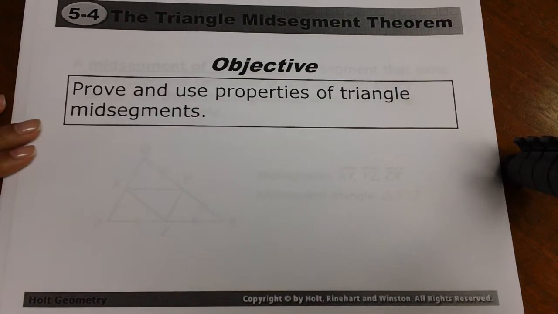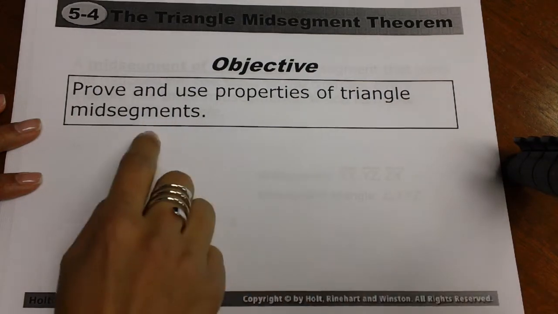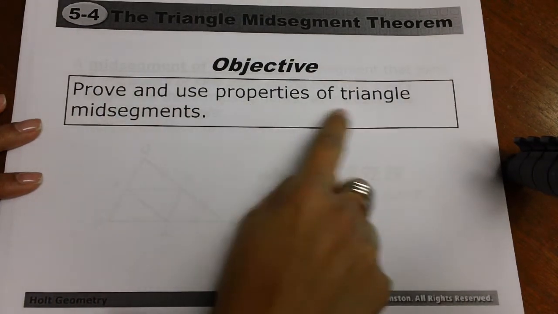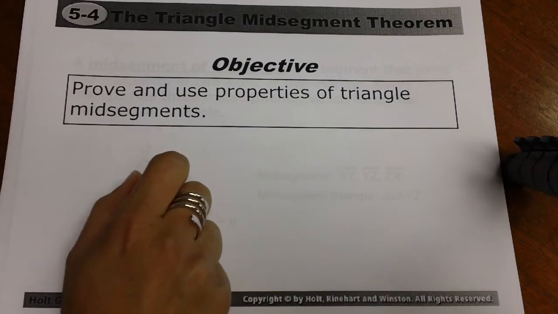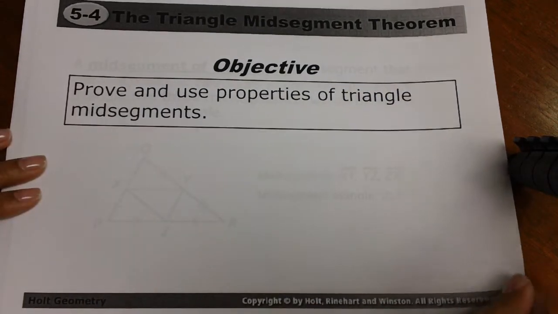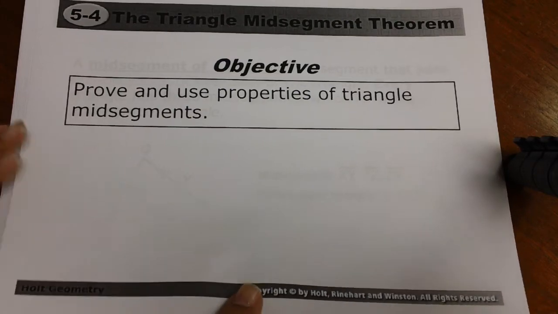We're talking about Chapter 5, Section 4, the triangle midsegment theorem. Your objective is to prove and use properties of triangle midsegments. I want you to pause the video, take a look at your agendas, and find that DOK chart so that you can write your questions.